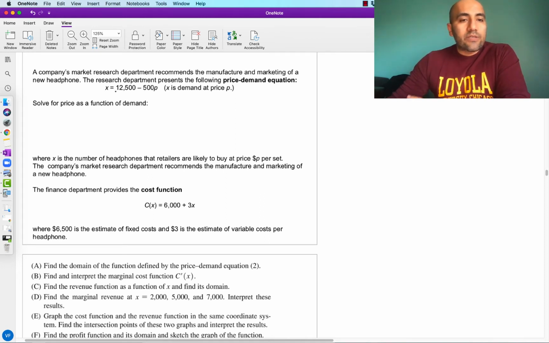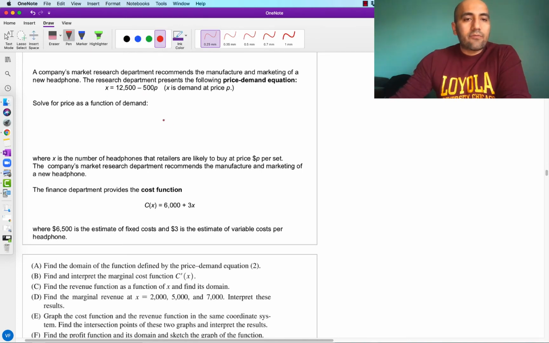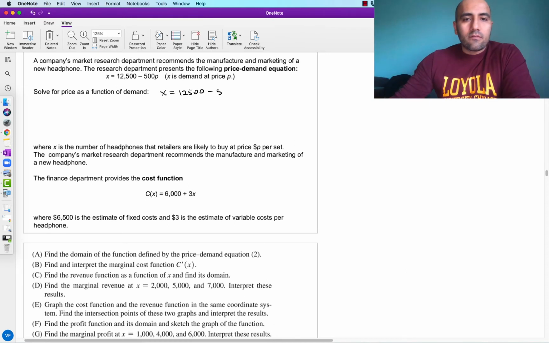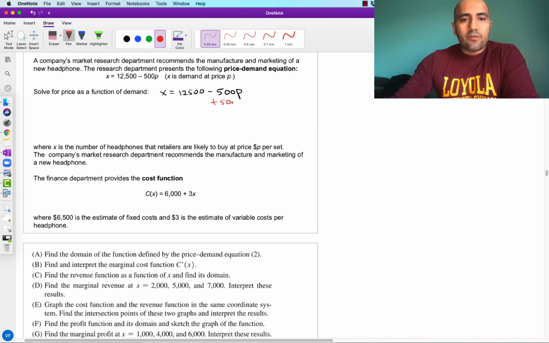Okay, so we can do some market research to figure out, based on the price, how many units people are going to want. And now what we can do is solve for p so that we can find the price as a function of the number of units demanded, x. So solve for price as a function of demand. All we have to do is add 500p to both sides. So I'm going to take this equation, x equals 12,500 minus 500p. I'm going to add 500p to both sides.